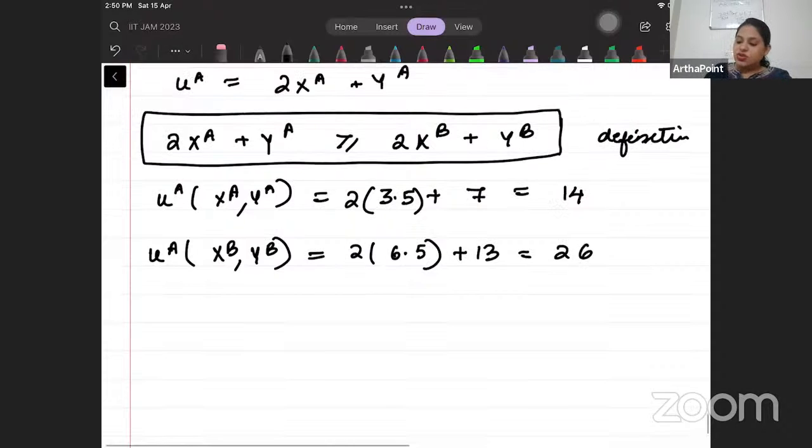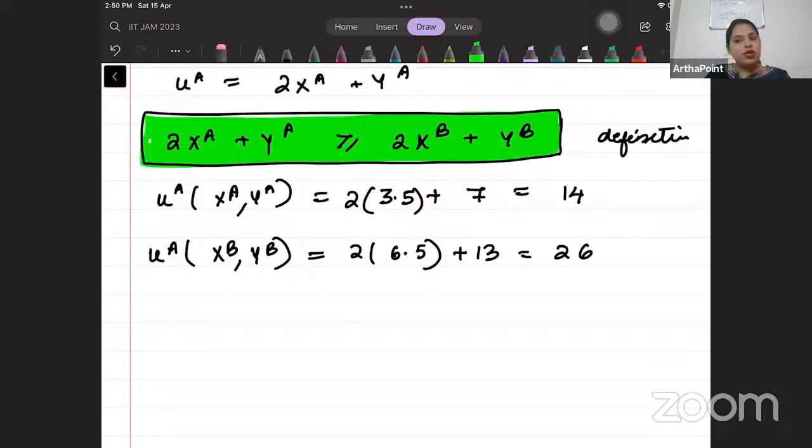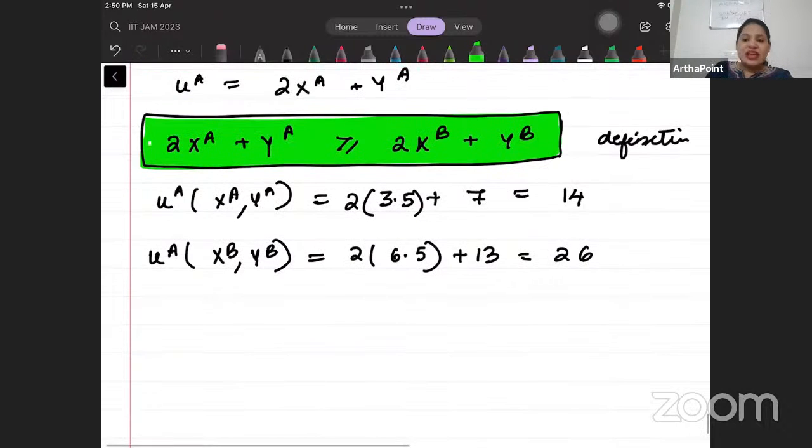So this definition is not being fulfilled. I am getting more utility from your bundle. So I envy you. I want your bundle. Is this making sense? So the definition is not being satisfied. So A is envious of B.